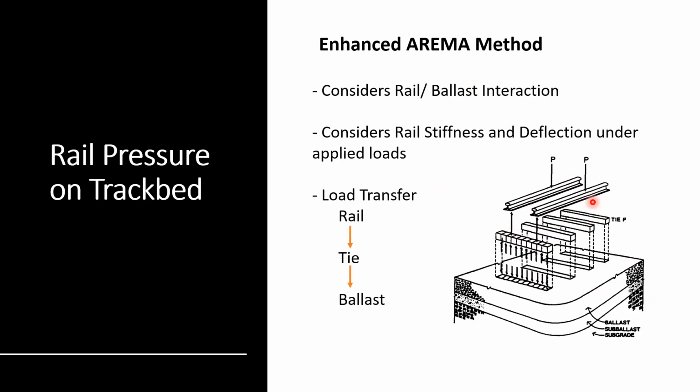Although the rails are usually typical from the track specifications, or they come from the structural or rail team, keep in mind that the rail with the sleepers act as one body, and that body transfers the load into the track bed. So the enhanced AREMA method considers the rail stiffness and deflection under applied loads. The way the load transfers is you have the P, which is our dynamic wheel load, the static times the impact factor, and then it travels to the ties, the horizontal sleepers we have here, and then from the tie, it goes to the top of your ballast layer.